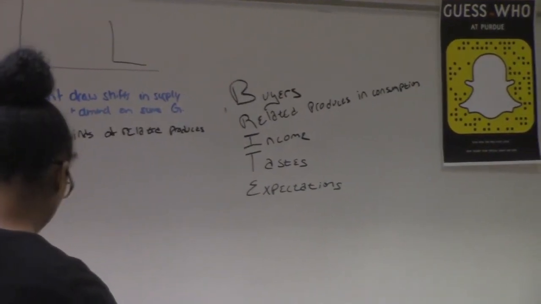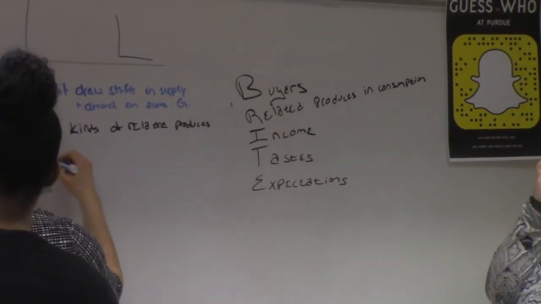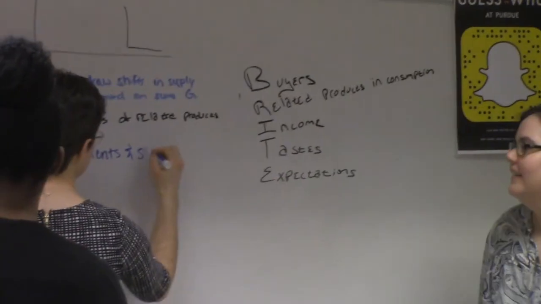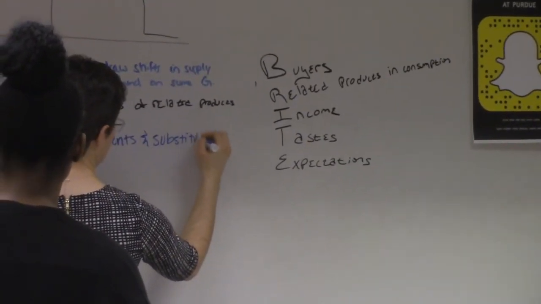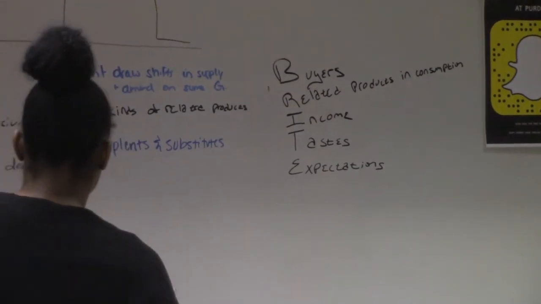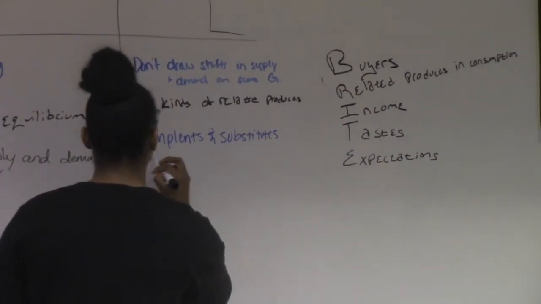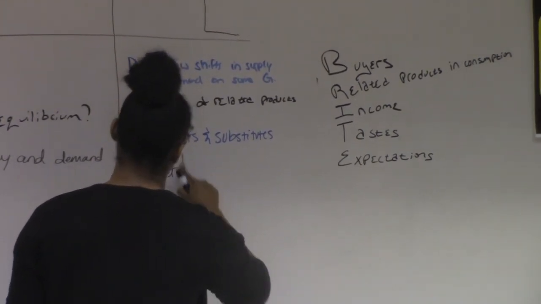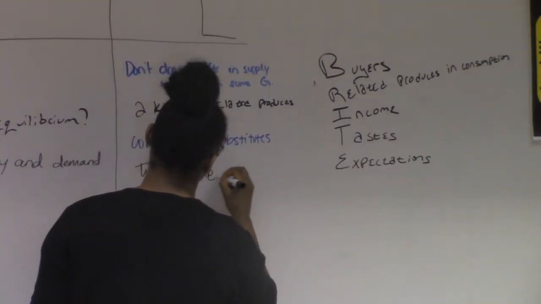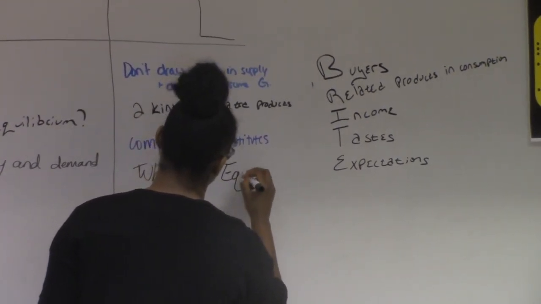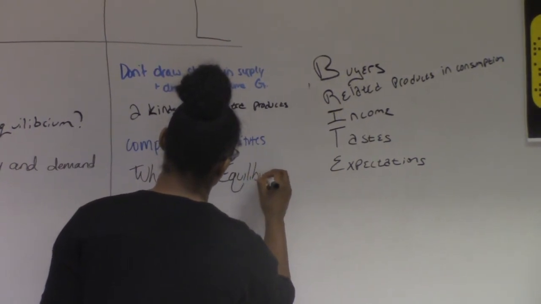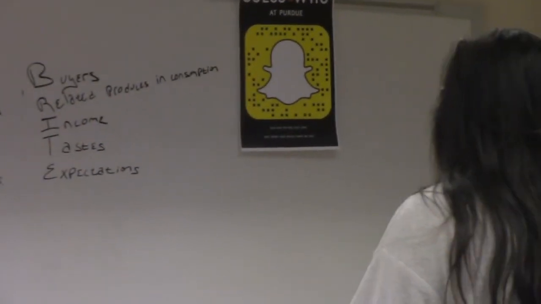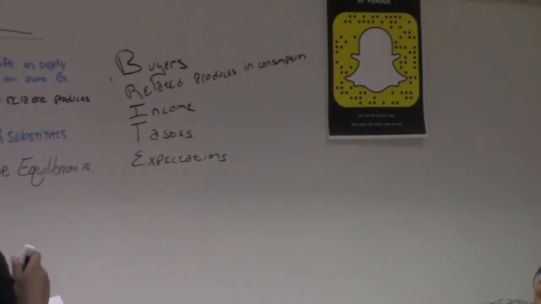So Emily, would you like to write something that you learned? Yeah, I would just say the difference between complements and substitutes. I learned where the equilibrium is. That's very important. And equilibrium is where? Anyone tell us? It's where price and quantity intersect. So the price and quantity intersect? Supply and demand. Supply and demand intersect.